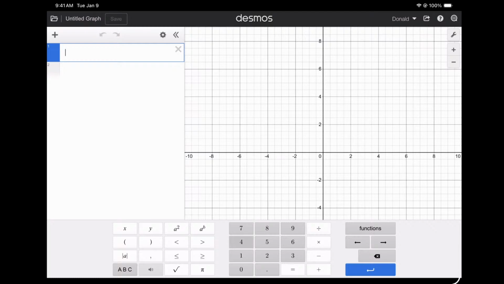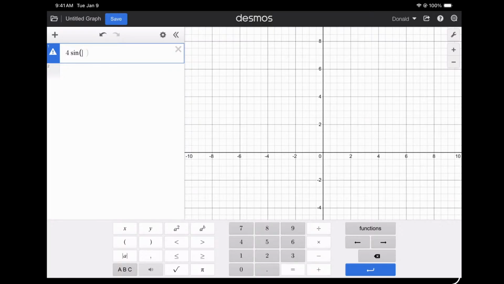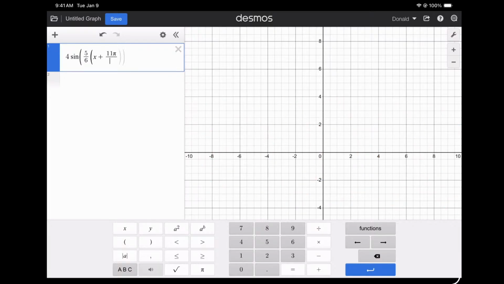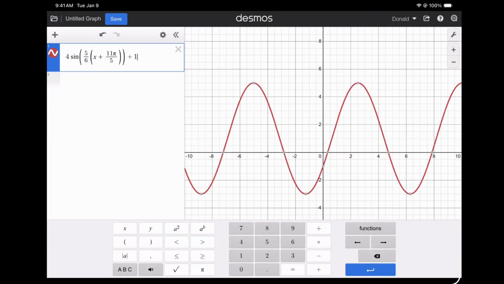I'm gonna type in 4, and I'm gonna do sine, and I'm gonna do double parenthesis. Why do I do double parenthesis? I'm gonna do 5 over 6, and then x plus 11 pi over 5, and then double parenthesis, and then plus 1. And then I say, well, how do I know this one's correct?